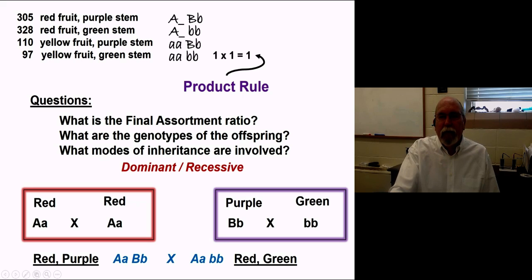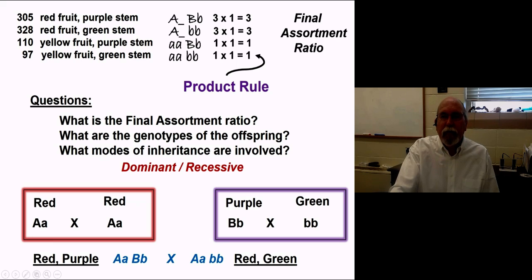Big A is 1, little b is 1, 1 to 1 is 1. Little a here is 1, so we're going to have that. But when we get up here, we're going to have a 3 for A, because it's 3-to-1, and a 1 over here because it was a 1-to-1 outcome. So we're going to have 3 times 1 is 3. Same thing for the second one, same thing for the third one. So this is our final assortment ratio.